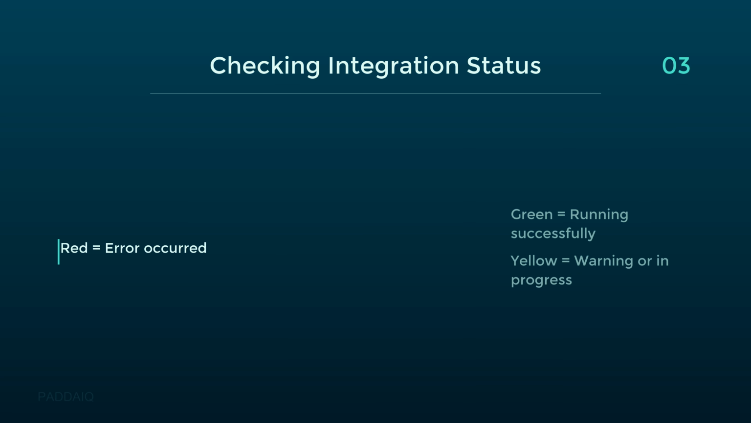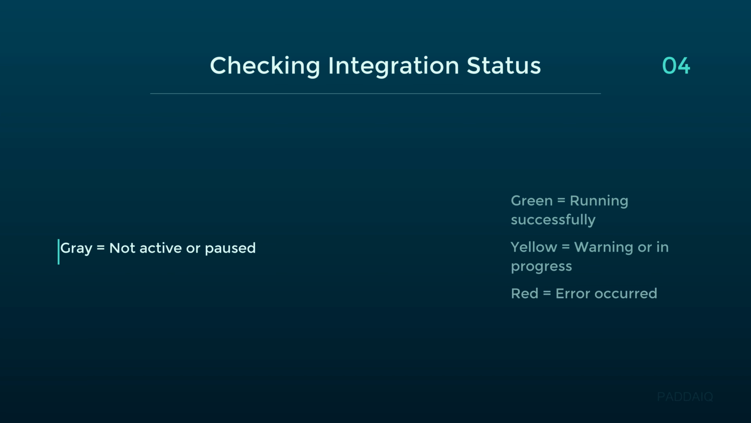Red is equal to error occurred. This means the system has detected a failure in the integration flow. For example, if an order from your online store cannot reach the warehouse system, the status indicator turns red. It is a clear signal that immediate attention is required to resolve the issue.